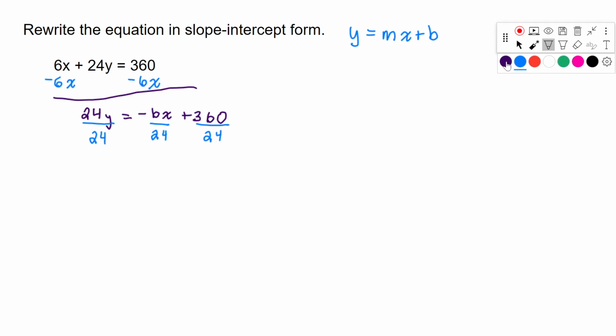So now we have y equals, and we can simplify negative 6 over 24 to negative 1/4 x plus 360 divided by 24, that's going to be 15. Y equals negative 1/4 x plus 15. And we have our equation in slope-intercept form.